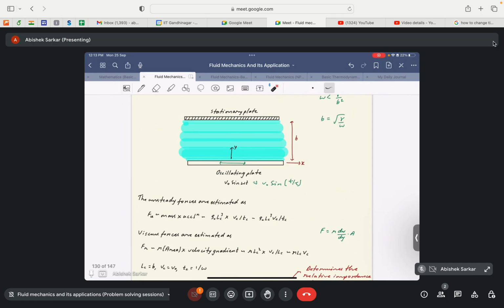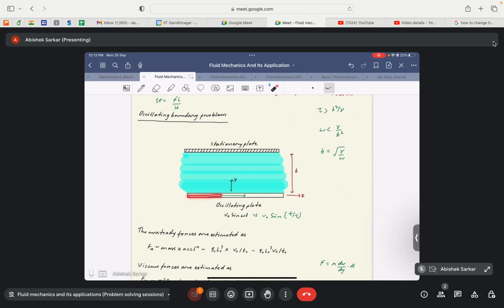It means that if tau is greater than b square by nu, the period of oscillation of the plate is such that once the plate moves here, the fluid attached to the plate would try to move in this direction. After the plate has moved to its further extent, the velocity profile has taken this shape. When the plate starts to move in this direction, the fluid within this confinement would behave such that the velocity profile is generated in this fashion.